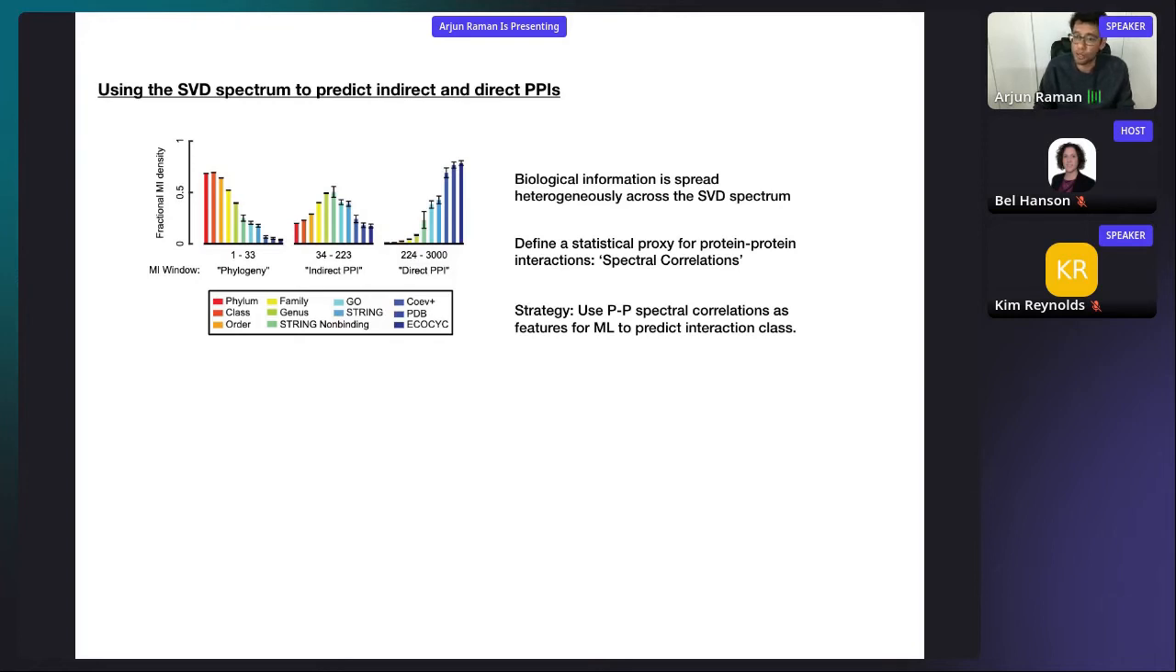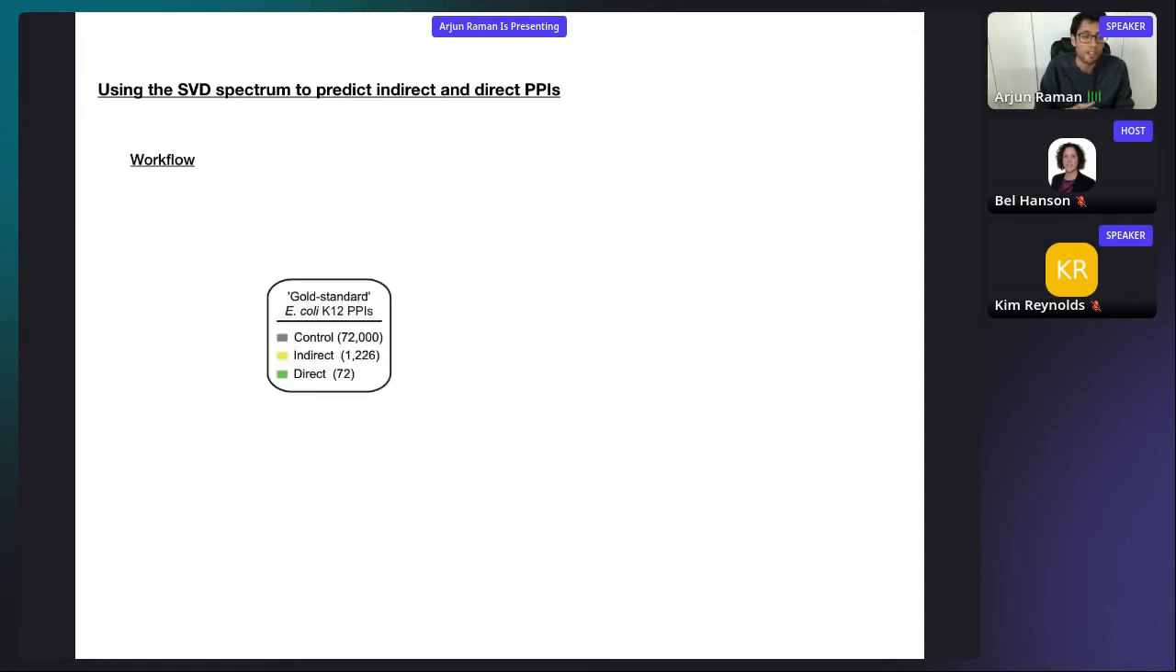And the strategy here was to use protein-protein spectral correlations as features to input into a random forest model to be able to predict interaction classes. So we focused on E. coli K12 because it's the most studied bacterial organism where we have good ground truth. We created a gold standard of E. coli K12 PPIs where there were 72,000 non-interacting protein-protein pairs, approximately 1,200 indirectly interacting protein-protein pairs, and 72 direct physical interactions between proteins. We split this gold standard up into a 60% and 40% training and validation data set.